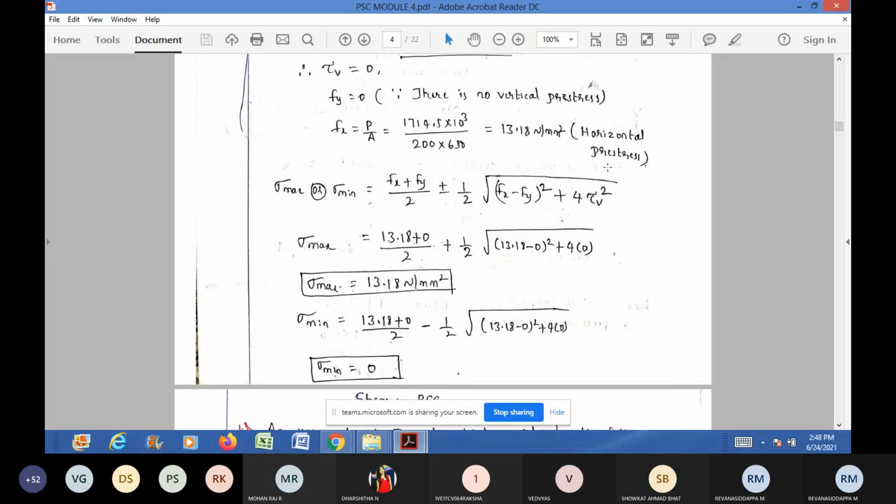These are very simple problems, as in module 3; in module 4 also you have very simple problems. You can easily attempt them.